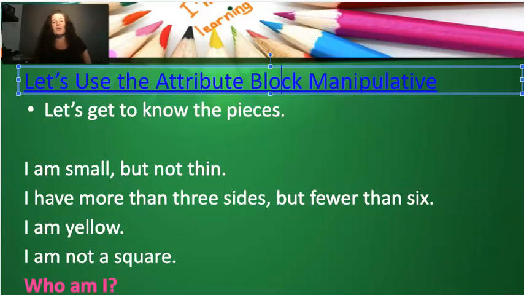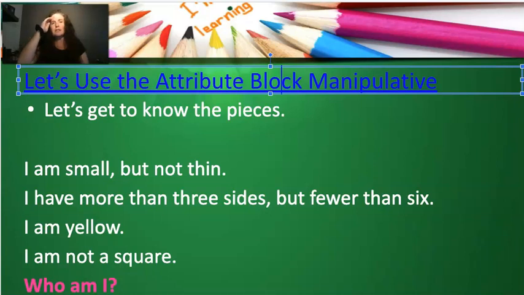All right, so now that you have that up maybe in another window, we're going to practice getting to know the pieces. So here's like a riddle. I am small but not thin. I have more than 3 sides but fewer than 6. I am yellow. I am not a square. Who am I? So which attribute block are we talking about?